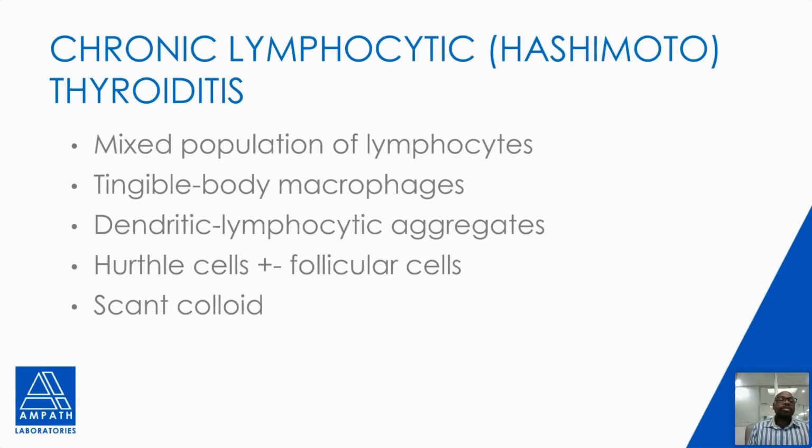And then still under category 2, we have chronic lymphocytic thyroiditis, or what we call Hashimoto thyroiditis. Here you will have a mixed population of lymphocytes, and then you'll have tingible body macrophages, and then you'll have dendritic lymphocytic aggregates, and then you will also have Hurthle cells admixed within the lymphocytes, and then you may have some benign follicular cells, and then scant colloid.